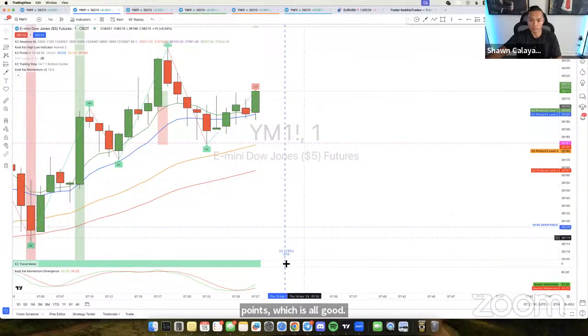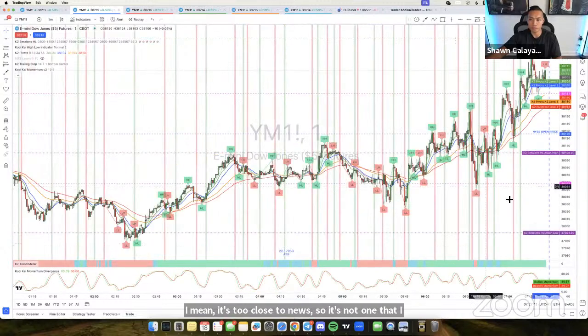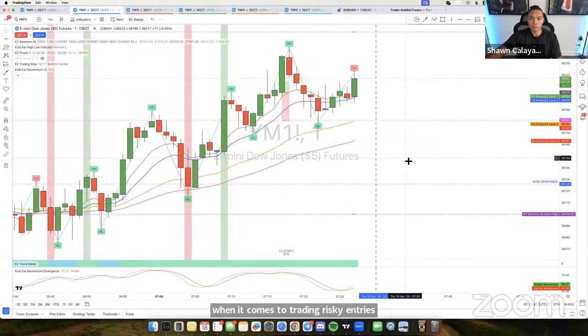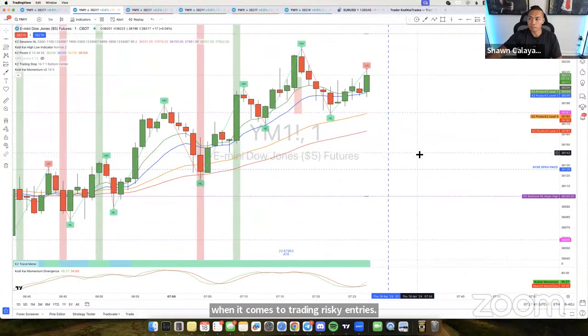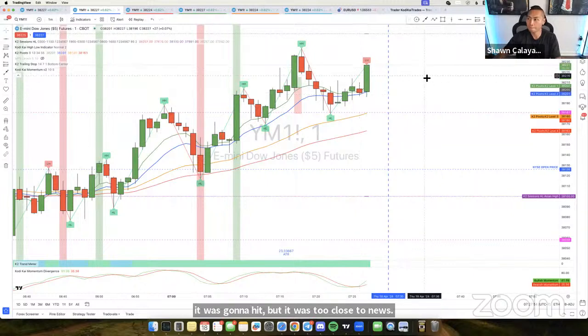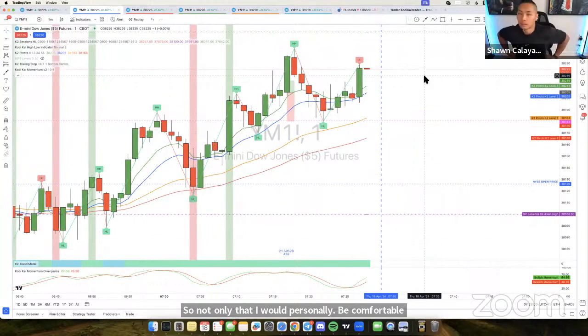Like I said before, guys, I'm very conservative when it comes to trading risky entries. And I'm only looking for trades that I think are absolutely going to hit. So this one over here, I thought it was going to hit, but it was too close to news, so not one that I would personally be comfortable taking. Yeah, it's all good. Maddie said all good. Next setup.